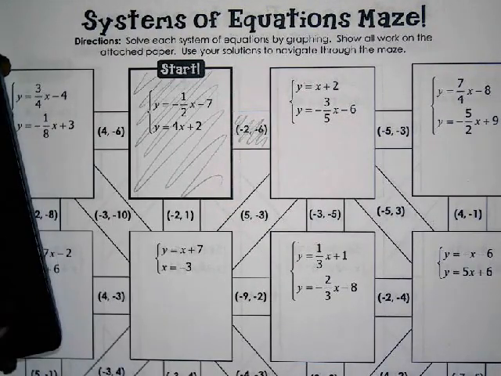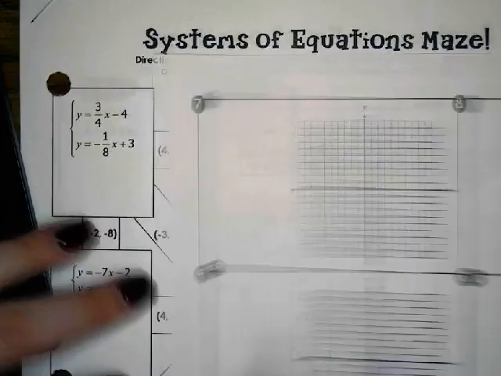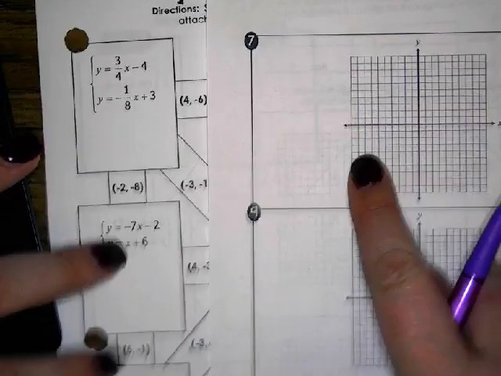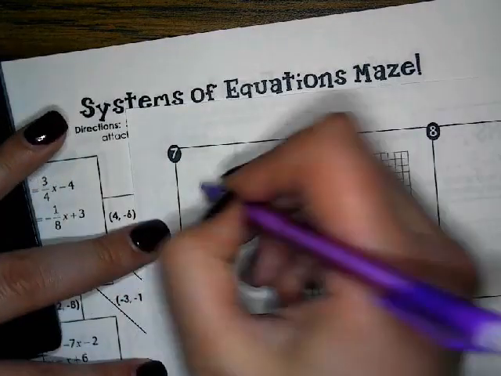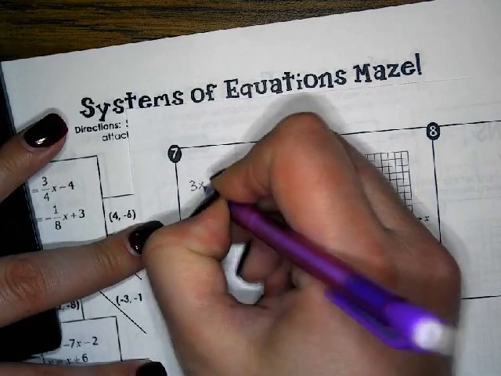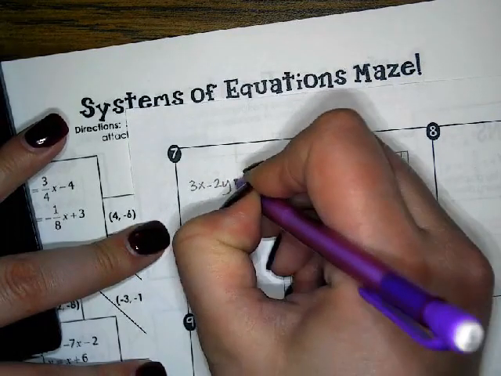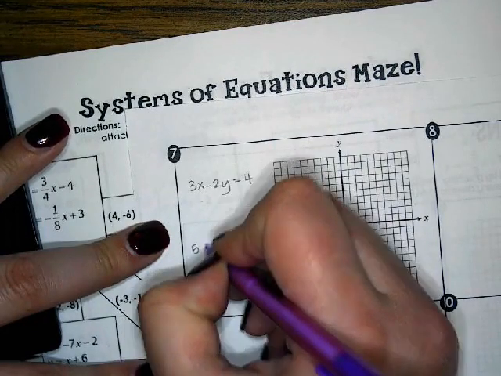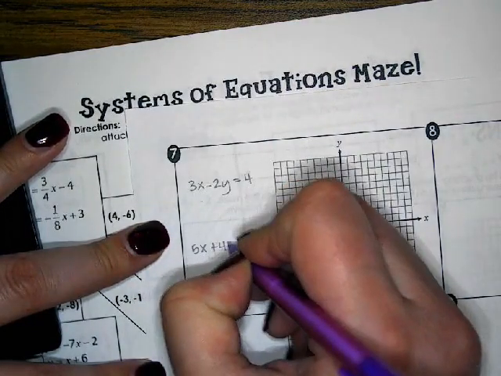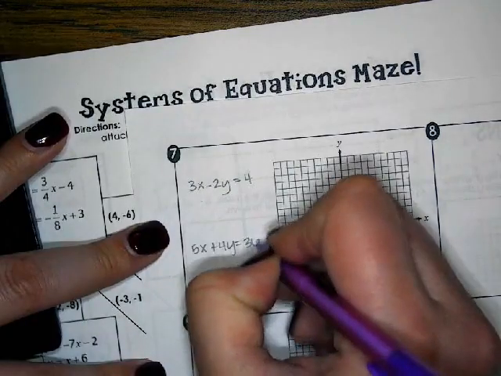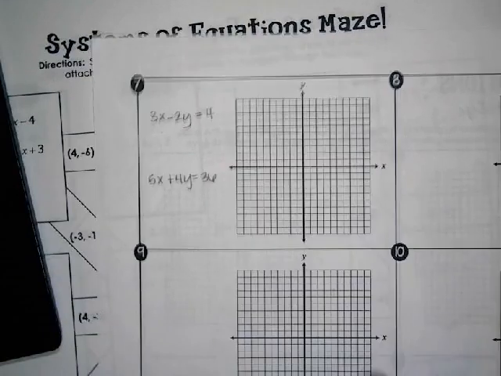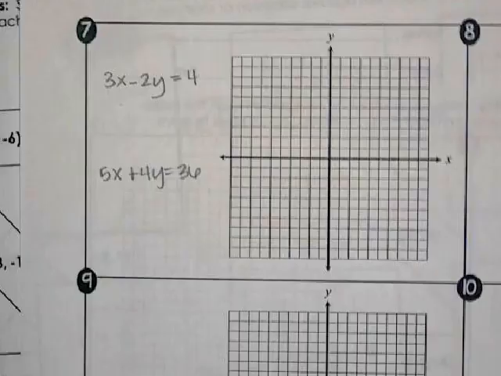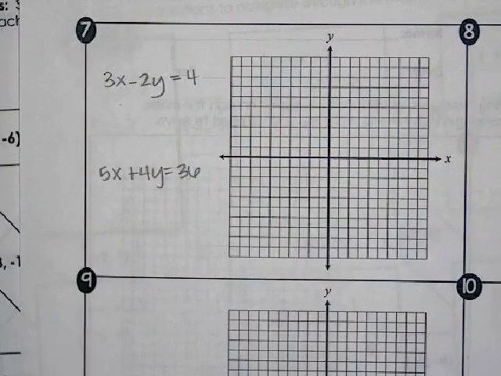Okay, now flip the page over, go to number 7. I'm going to tell you what your 7th problem is going to be. Your 7th problem is going to be 3x minus 2y equals 4, and 5x plus 4y equals 36. And these are in standard form, so they are not ready to graph currently. So what do we do to get them ready to graph?